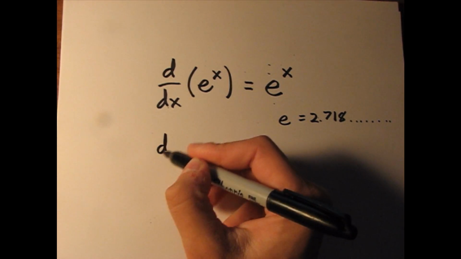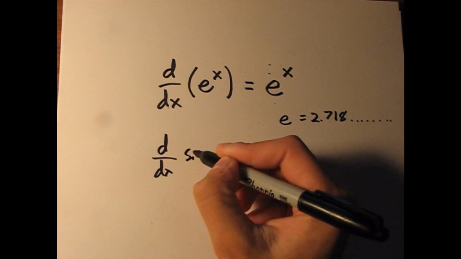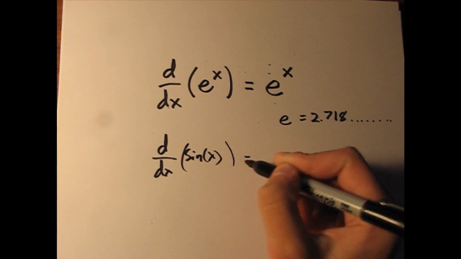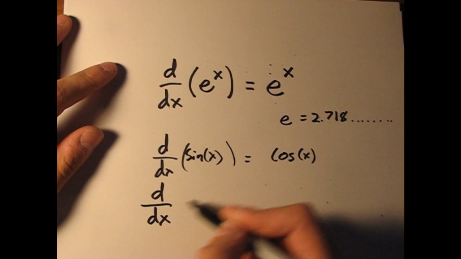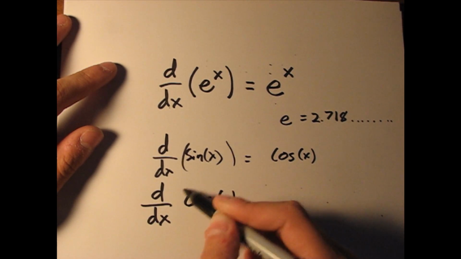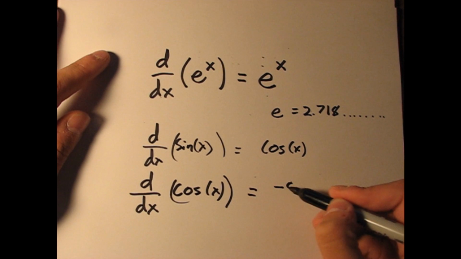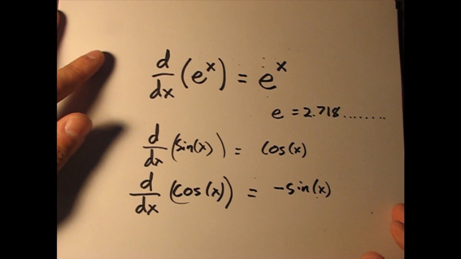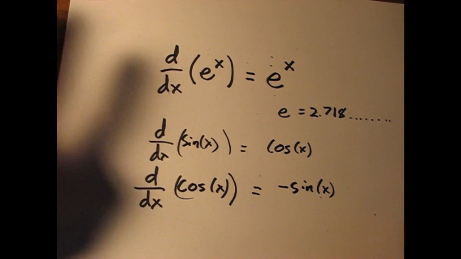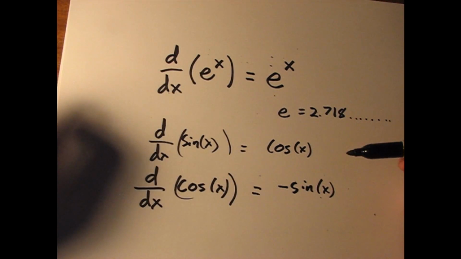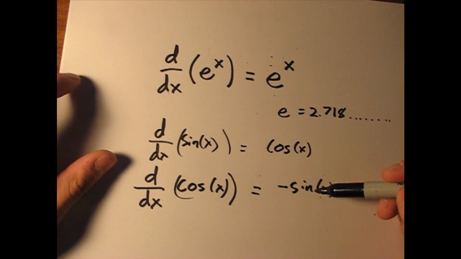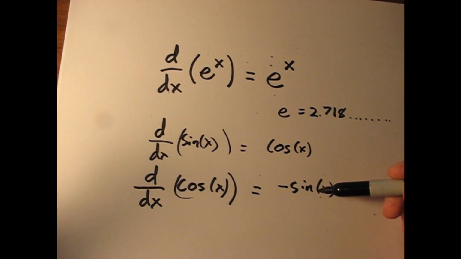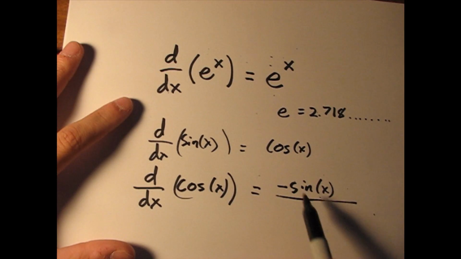Some trig ones. The derivative of sine is equal to cosine of x. And the derivative of cosine of x is equal to negative sine of x. If you are unsure as to how to remember which is which, a really goofy way to remember is that sine looks like sin, and sin is bad, it's negative, so that's why this one is negative. That's just a weird way to remember that.